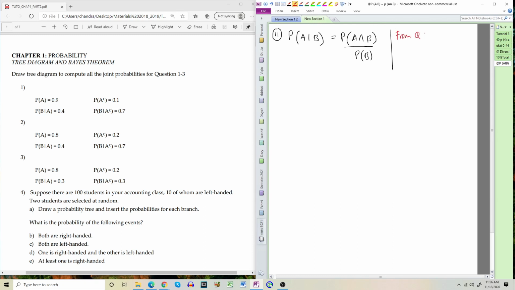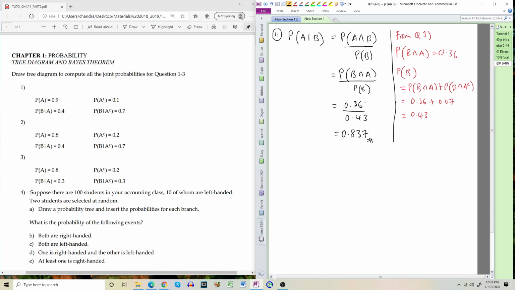from Q1 we are able to find P(B|A). P(B|A), what was the answer? P(B|A). Now you're getting the answer. Yeah, this is the answer.